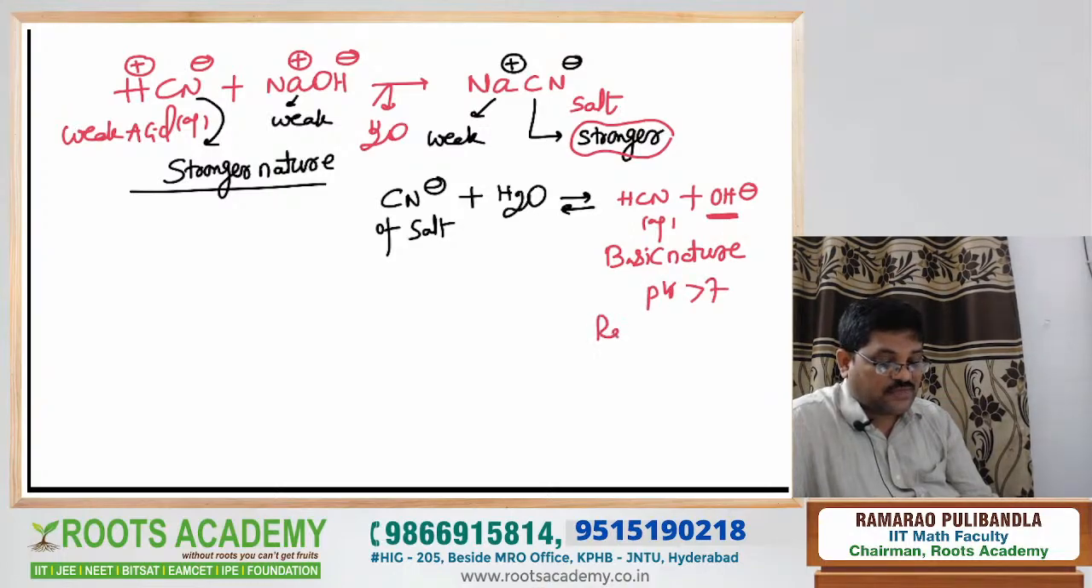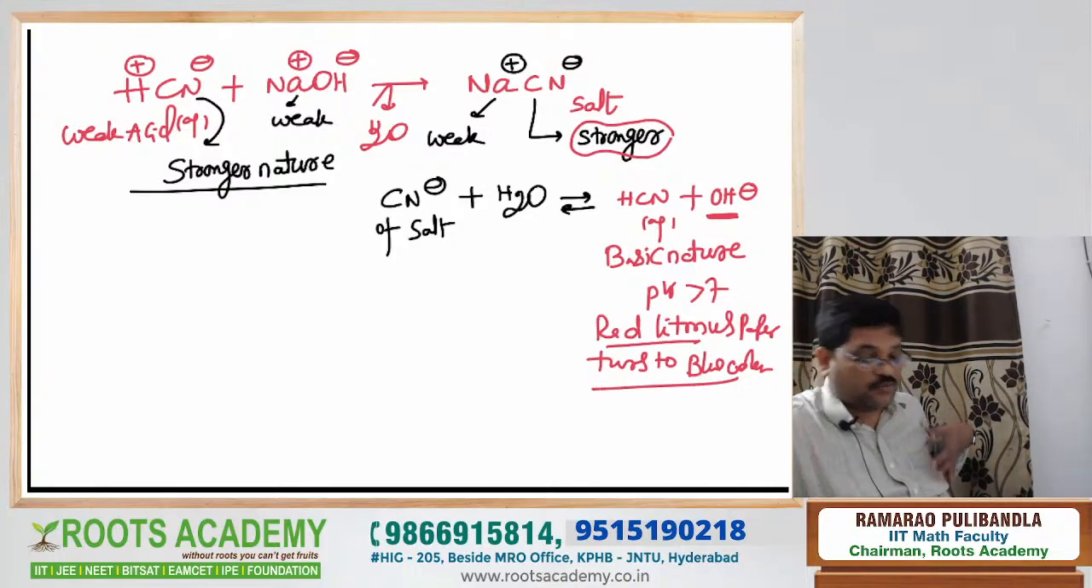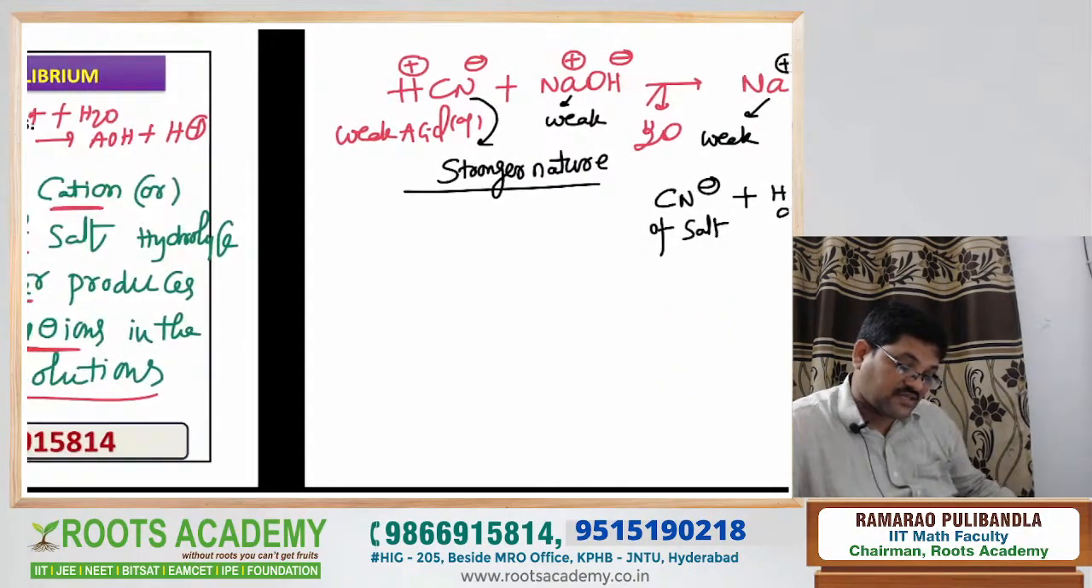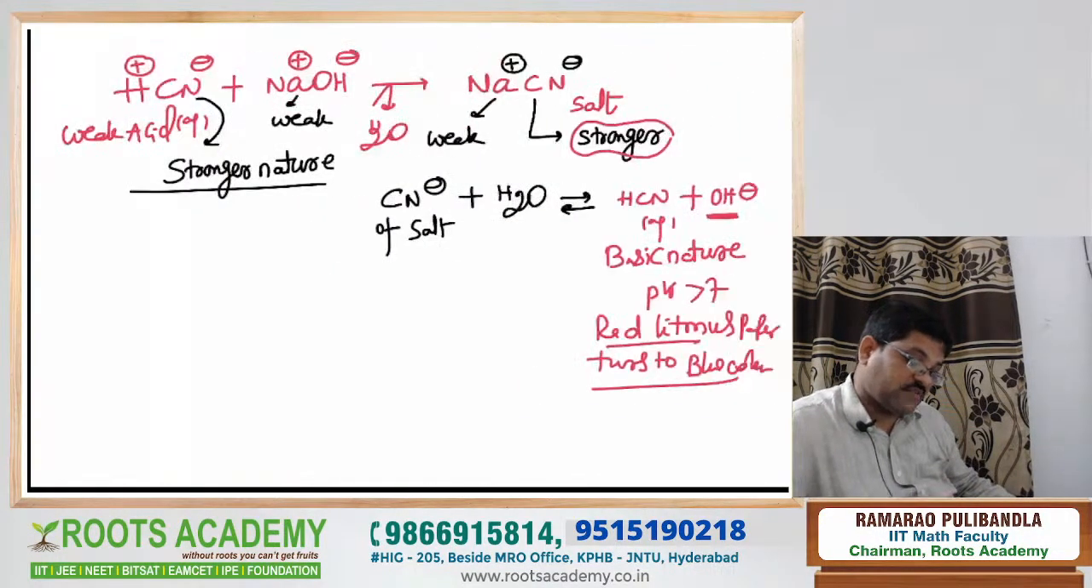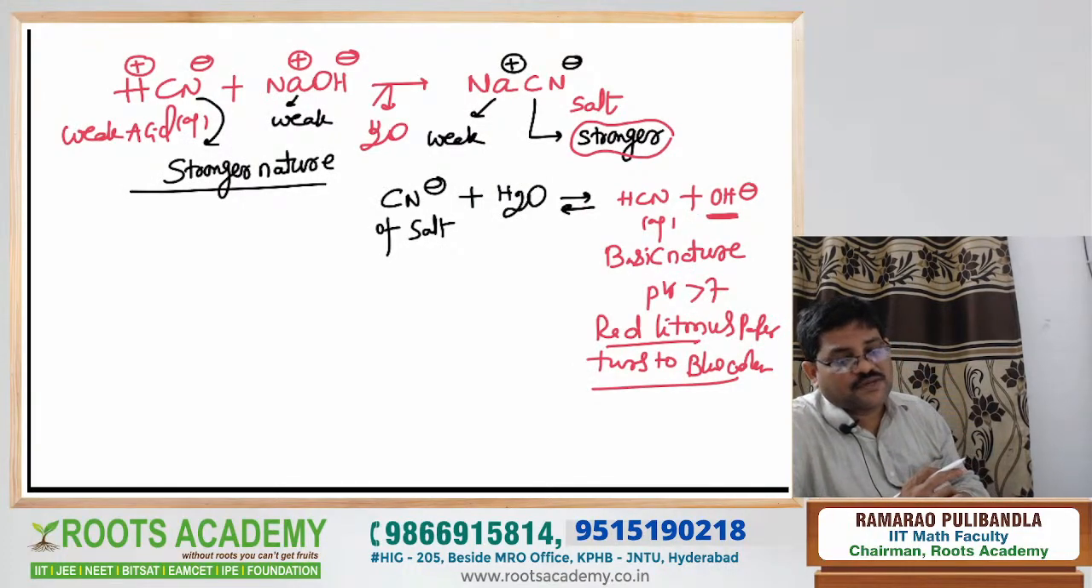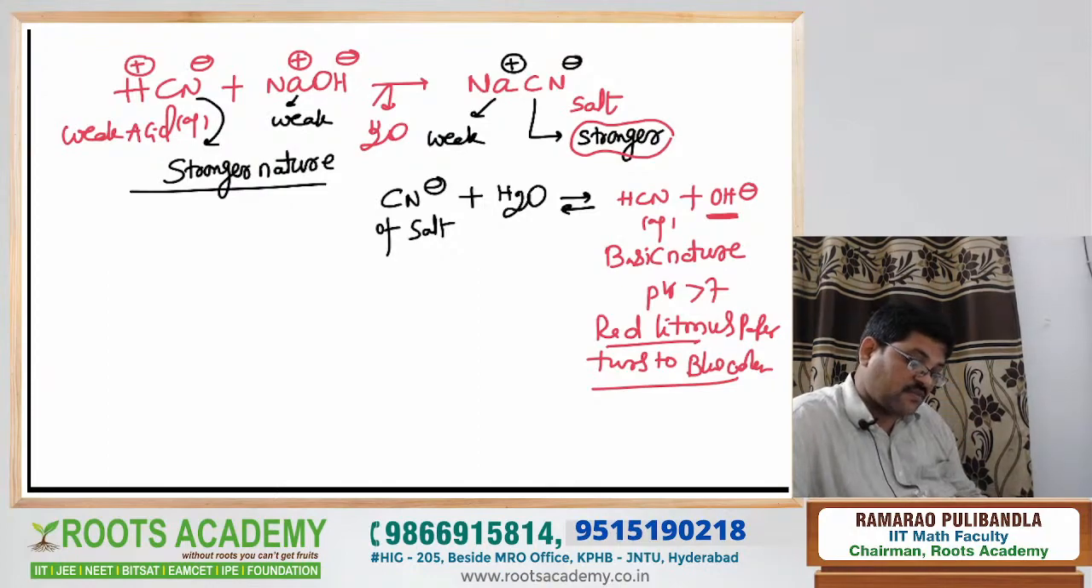So the red litmus paper in the salt solution turns to blue color. Tell me, red litmus paper in the salt solution turns to what color? Blue color. This is completed. And take the next example, salt of the strong acid and weak base. It's very easy, students, no confusion. Red litmus turns to what color? Blue color. Yes, Mokesh. Is it clear, Tamilu? Yes, Nana. Very easy.